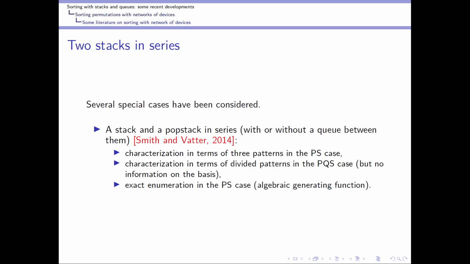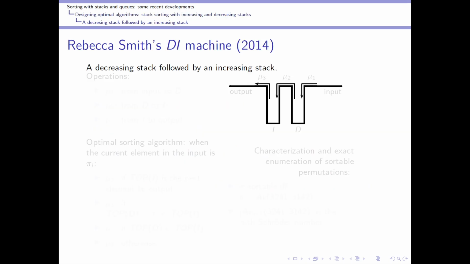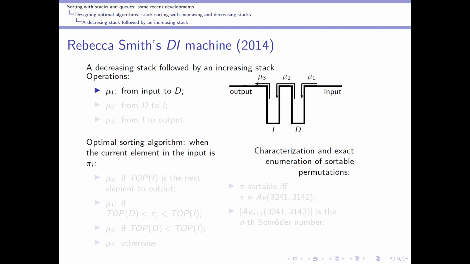Now, in order to illustrate my first result, I will consider one more special case of the 2 stacks in series problem, consisting of having a decreasing stack followed by an increasing stack. This situation has been studied by Rebecca Smith, and she has been able to provide a complete analysis of this sorting machine. So here the possible operations are obviously μ1, μ2, and μ3. And for this machine, there is an optimal sorting algorithm due to Rebecca that I will now describe, and also characterization and enumeration of sortable permutations.